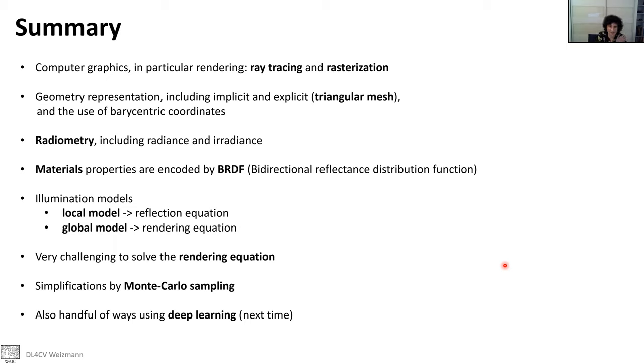Let's speak about it next time. I hope that having this in mind, you understand why it's so important to also use deep learning techniques that can somehow accelerate and help us solve this challenging rendering equation. And this is what we are going to see in the next lecture.